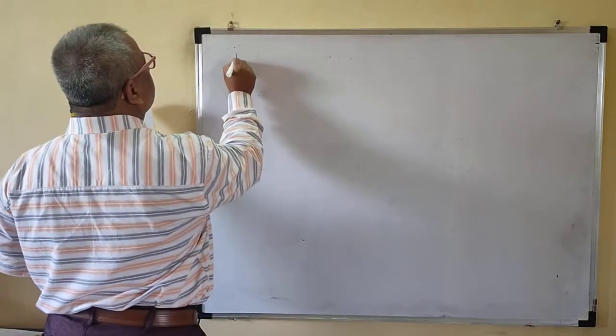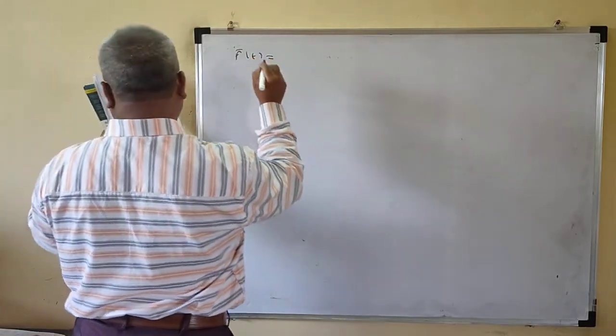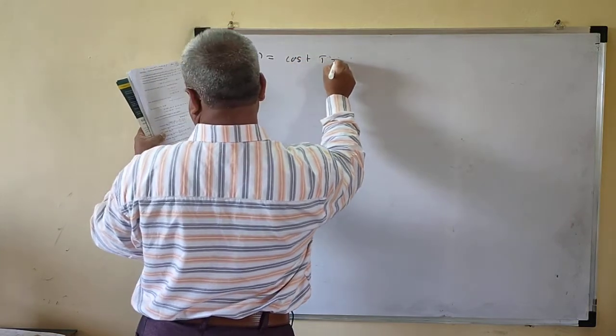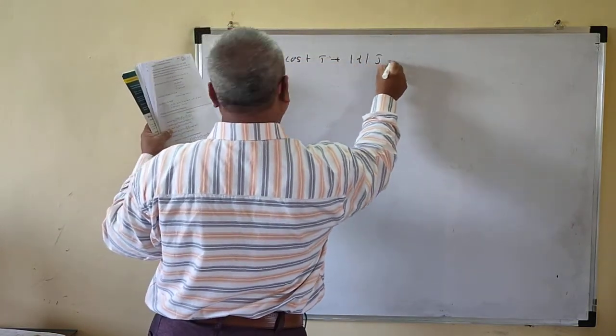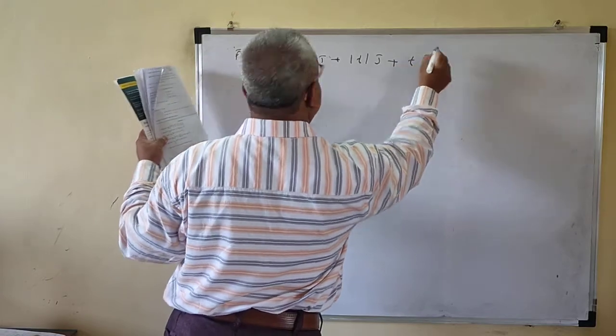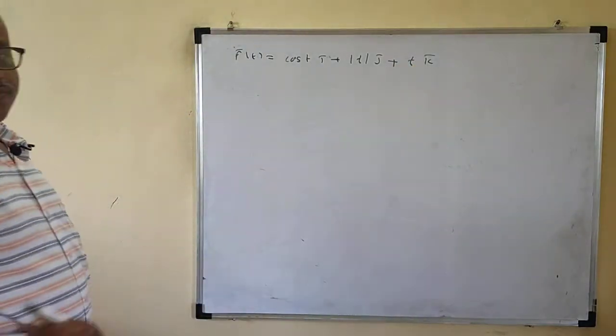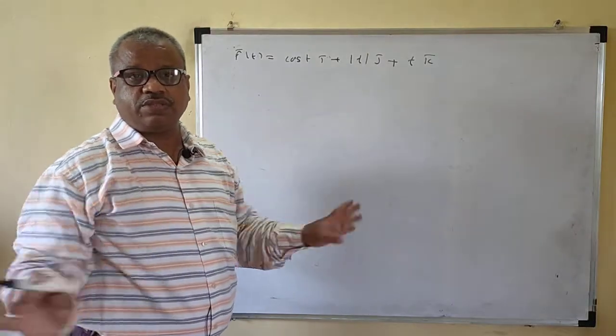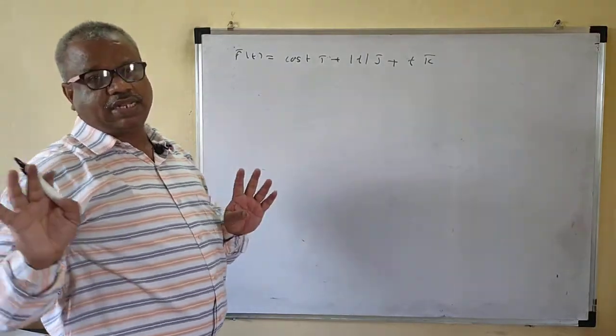Suppose f bar of t is equal to cos t i bar plus mod of t j bar plus t k bar. This is the function. Now, mod of t, you know, is continuous everywhere but not differentiable at t equal to 0.